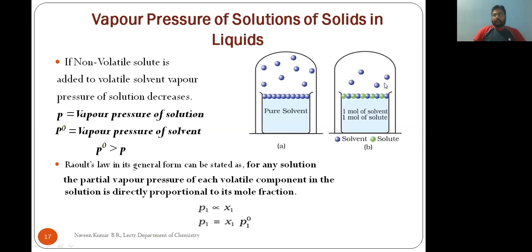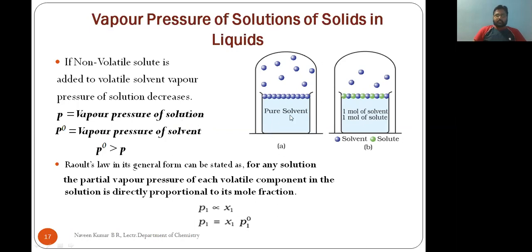The rate of evaporation of the volatile solvent decreases. Hence, after addition of a non-volatile solute to the volatile solvent, vapor pressure always decreases. So let's consider this vapor pressure of the solution as P. P indicates the vapor pressure of the solution, that is after addition of a non-volatile solute to the volatile solvent.